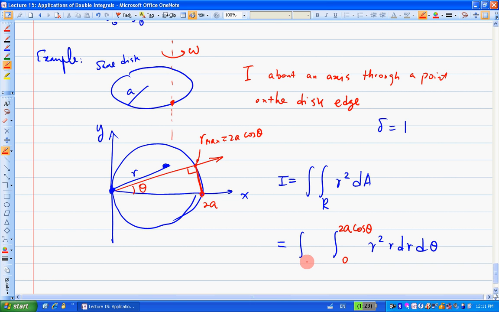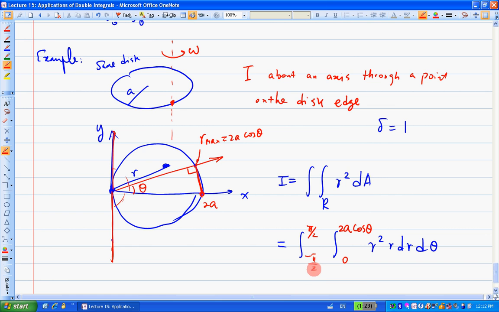0 to pi? No. Where does 0 start? Negative pi over 2. Negative pi over 2 to pi over 2. That's right. So here's one bound, the other bound is up. For this one here, it's negative pi over 2. For this bound here, it's pi over 2. Can I use a different value over here?